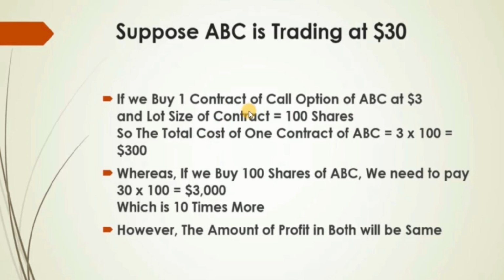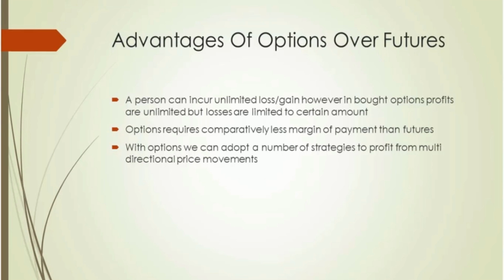Now in this case the premium of the call option is only $3, so if the stock price falls, the only loss in this case will be $300. The other advantage of options over futures is that with options you can adopt a number of strategies and create spreads that can enable you to profit from multi-directional price movement, but with futures contracts, you can only make money from the security moving in the right direction for you.